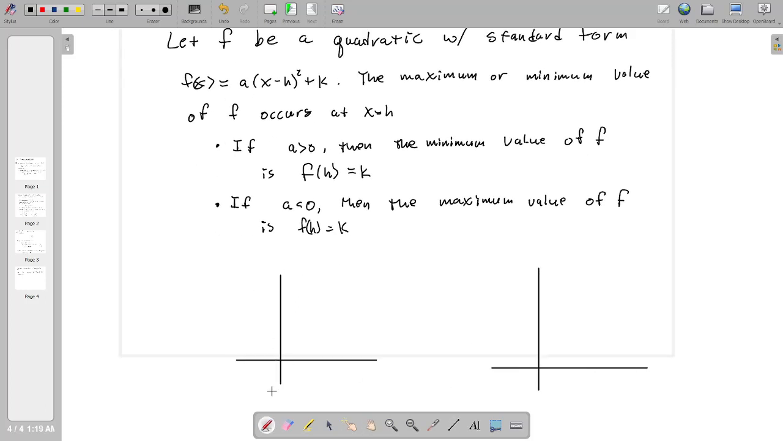It should be pretty obvious from what we've talked about already, but if you have a positive a, remember this point is at hk. That means that the x value is h, which means that the maximum or minimum always occurs at x equals h, and the y value is k. So the value of this minimum is k. And this, of course, is when a is greater than 0. When a is less than 0, we have the opposite. We have a maximum instead of a minimum. It still occurs at x equals h and has a value of k.